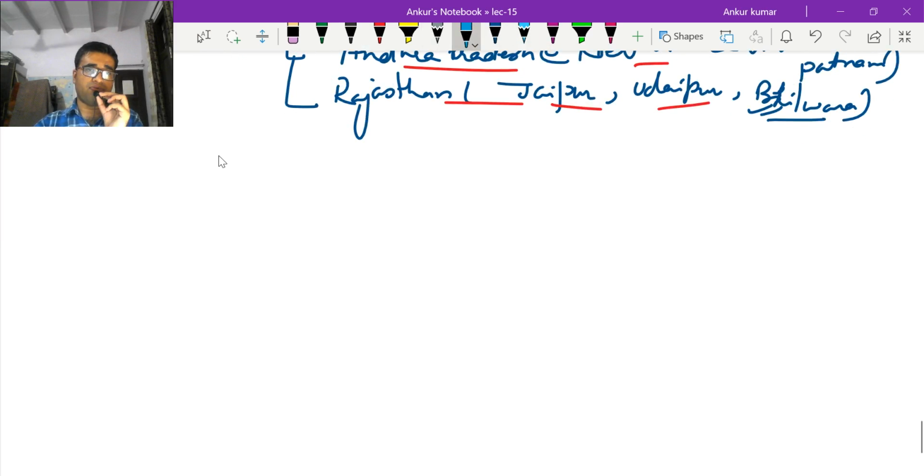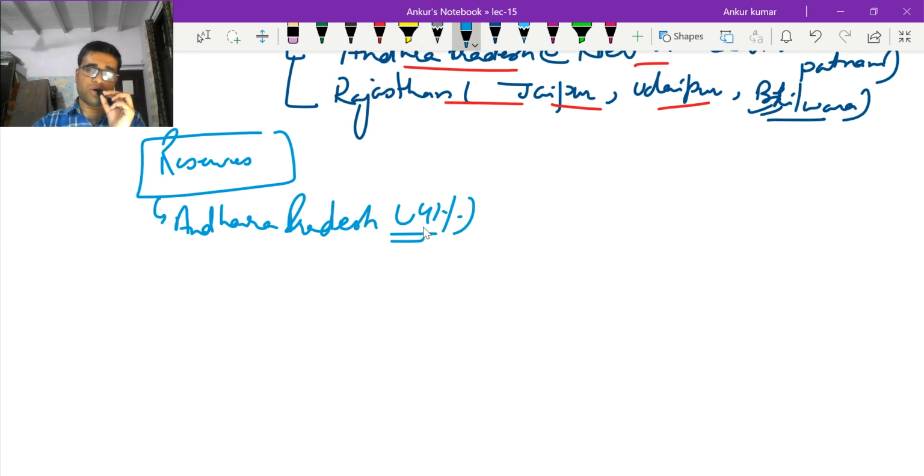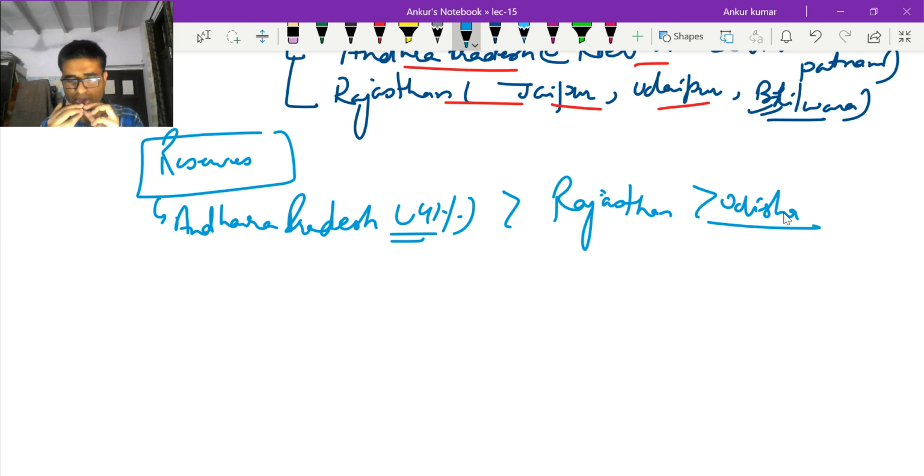Now if you see in case of reserves of mica, the highest reserves they are in Andhra Pradesh. In Andhra Pradesh about 41% of mica reserves are there. After that, mica reserves in second place are in Rajasthan. Okay. After that, mica reserves on third place they are in Odisha, right? 20% of the mica, close to 20% in Odisha. If you see state-wise production, this is the reserves.